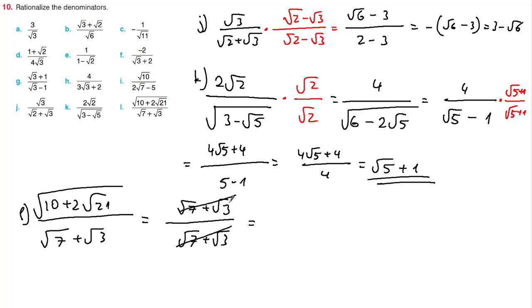We are not cancelling square root of 3 and square root of 3, we are cancelling the whole expression. We can't cancel square root of 3 and square root of 3, it's addition, it's not multiplication, so we are adding. That means the whole expression is just 1.